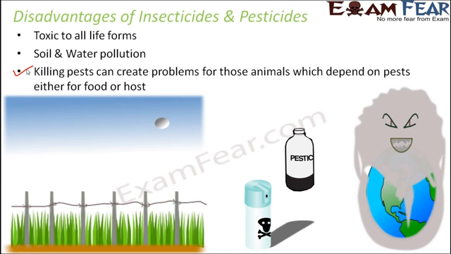So these are some of the disadvantages of use of chemical insecticides and pesticides.